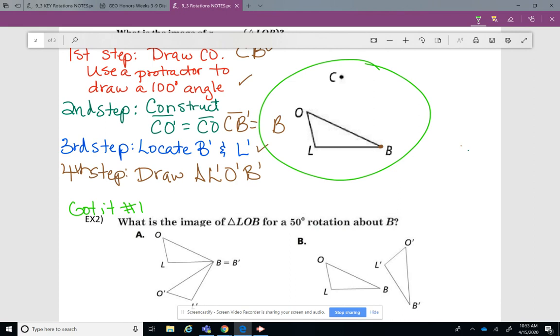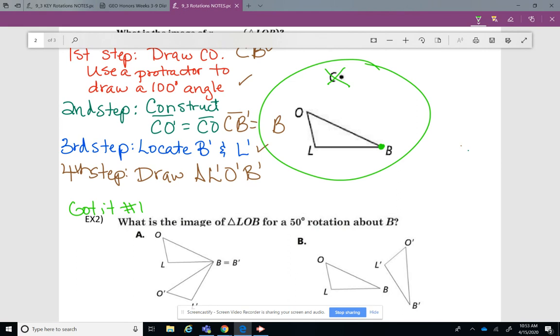About point B. Now, do you notice we're not doing it about C? We're doing it about point B. So when we're doing it about a point, and that point is located on the triangle or whatever the figure is that we're fixing to rotate, then that point B is also going to end up being B prime.